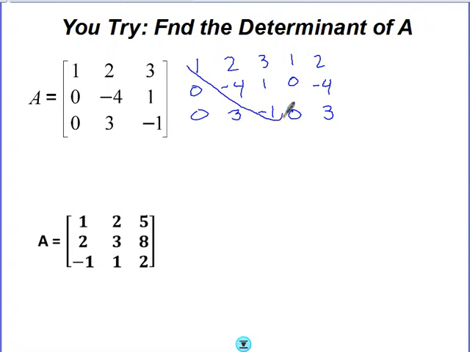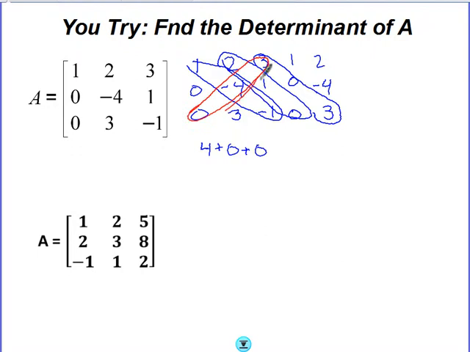Alright, so then when I get my diagonals, I have 1 times negative 4 times negative 1, which is 4, 2 times 1 times 0, 3 times 0 times 3, and then I have to go the other direction and get these three diagonals. So we have 0 times negative 4 times 3, and again, this time I'm subtracting 3 times 1 times 1, and negative 1 times 0 times 2, which is 0. So when I add all of these together, all the zeros don't matter, so 4 minus 3 is 1. So the determinant of this matrix is 1.